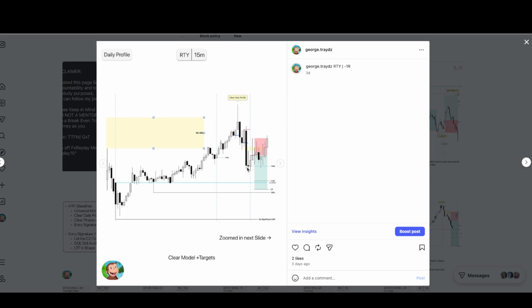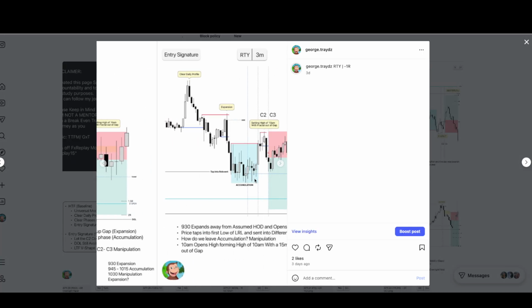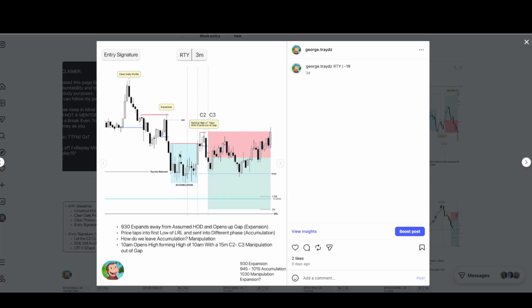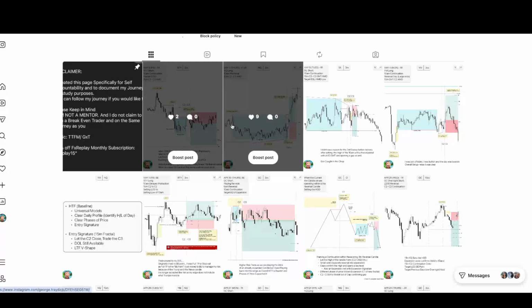CISD, expansion. What happens if we expand at 9:30? Opens up a gap. We want to see what the different phases in price present itself. After the different phases in price present itself, what is it going to do? Expansion away, accumulation, manipulation. C2 outside of a gap with the different phases in price, and then you have that expansion with the V shape. Entry in the C3, stops always go to the C2's high, and we expand lower. That's all it is, right?